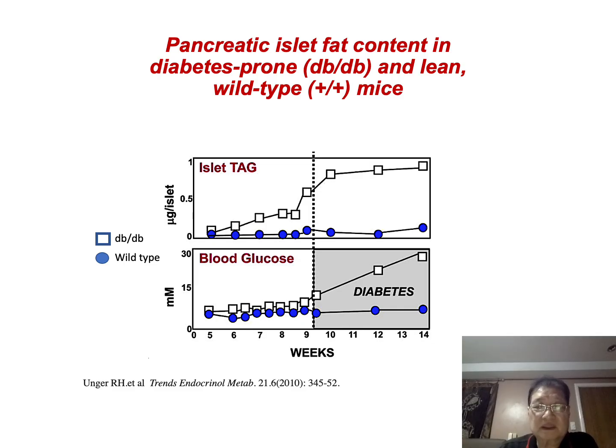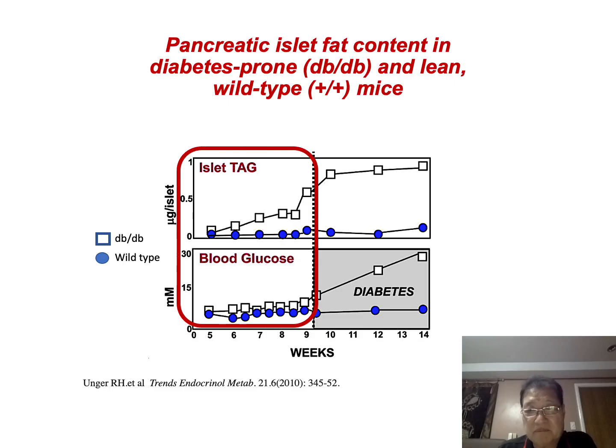carbohydrate consumption. The slides look at the pancreatic islet fat content in diabetes-prone DB mice and lean wild-type mice. For the first 8 weeks or so in their lives, okay, diabetes-prone DB mice in blue maintain about the same amount of body fat as lean wild-type mice. In the lower panel, just before the 8 weeks mark, the pancreatic islet fat content, the white square, of the DB mice begins to rise compared to that of the wild-type mice. As the islet fat increases, diabetes developed in DB mice.